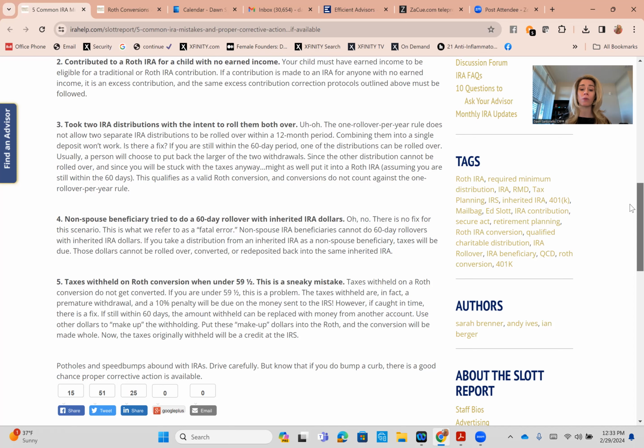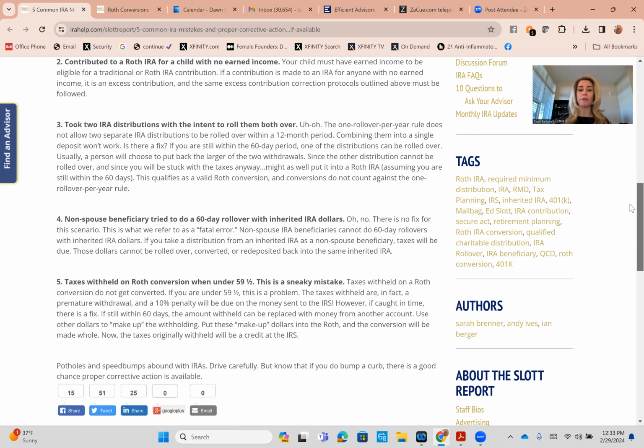The taxes withheld are in fact a premature withdrawal, and that 10% penalty will be due on the money that you send to the IRS. However, if you catch it in time, there's still a fix. If it's still within 60 days, the amount withheld can be replaced with money from another account. Use the other dollars to make up the withholding. Put these makeup dollars into a Roth, and then the conversion will be made whole. Now, the original tax withheld will be a credit at the IRS.